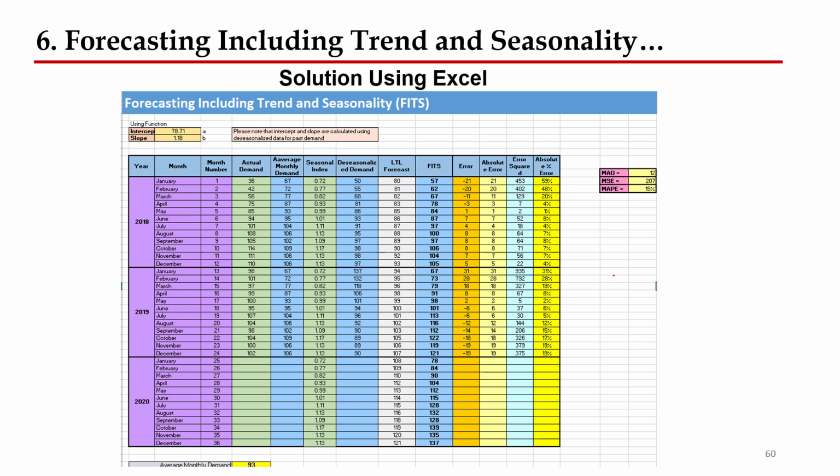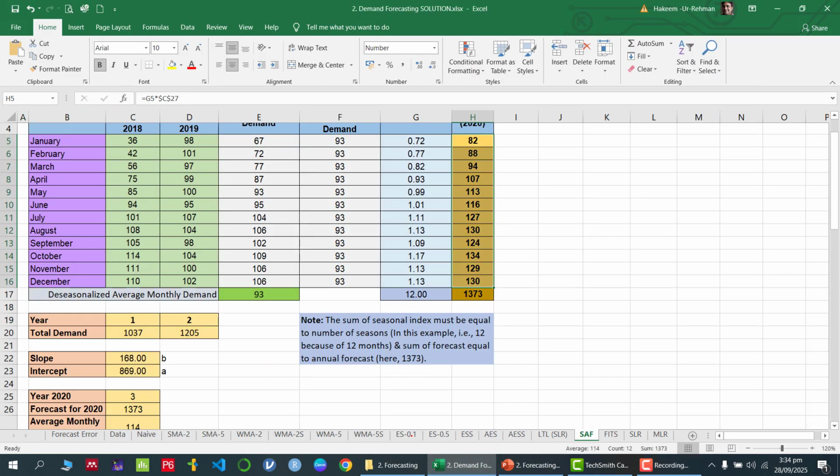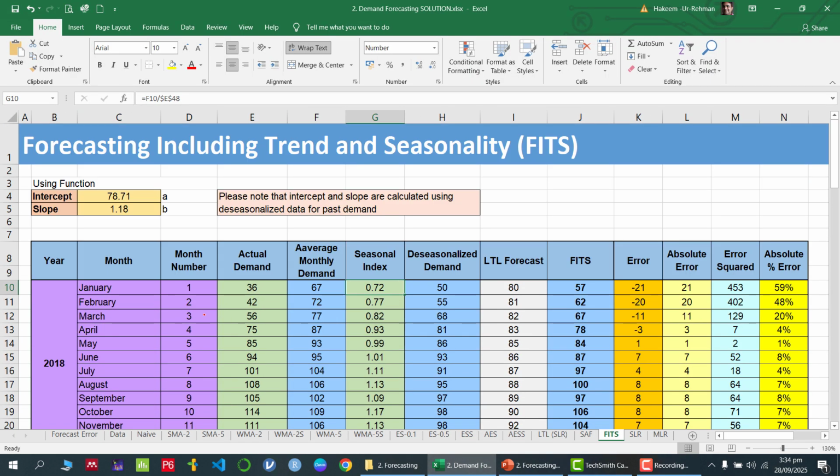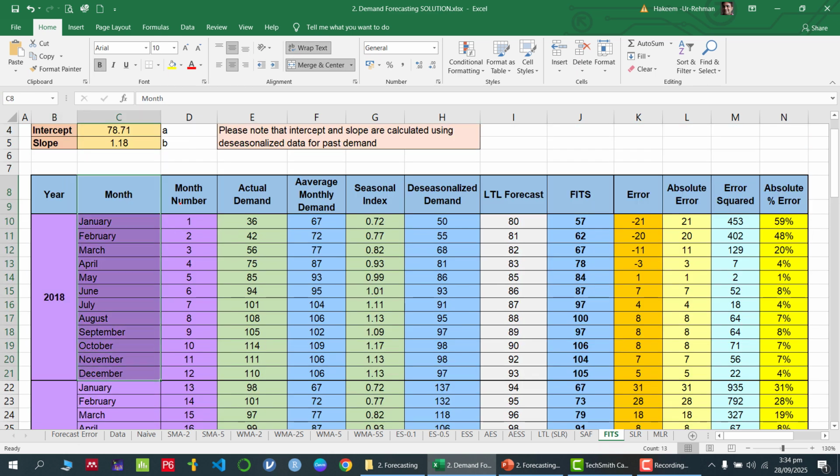It is the same way, so let me show you in the Excel. Now, if I go over here, we have this year. Once again I'm using the same case study data. It is monthly, and the month is represented with a number. This is the actual demand. First of all, we are going to calculate the average monthly demand.